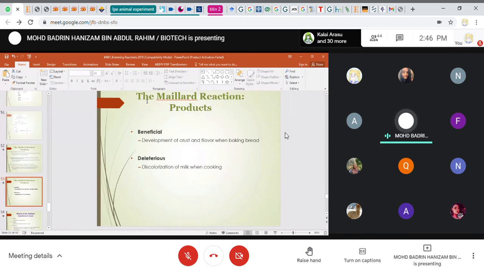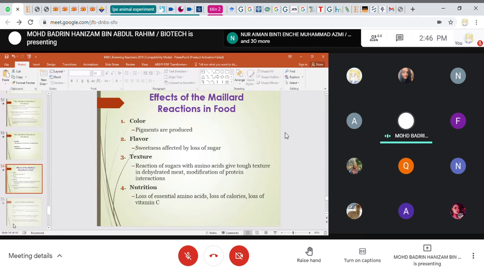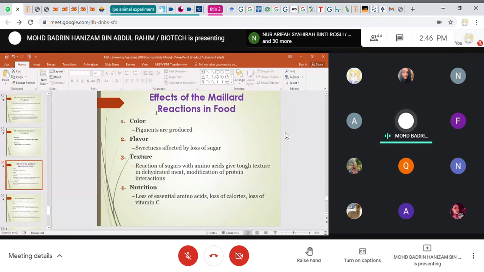So what are the beneficial effects of the Maillard reaction? Development of crust and flavor. When you bake bread, you want that crust, you want that flavor, right? But you don't want the discoloration of milk when you're cooking. Effects in food: color, pigment produced, flavor. Sweetness is affected by loss of sugar. Sometimes you can lose the sweetness of the food product because the sugar has been involved in the reaction.